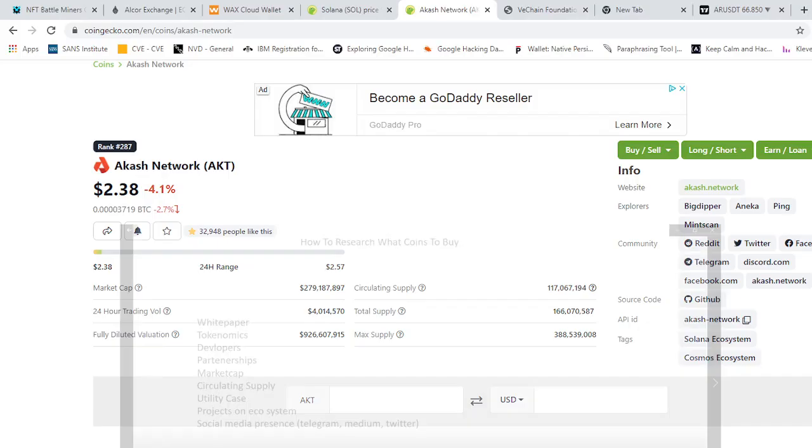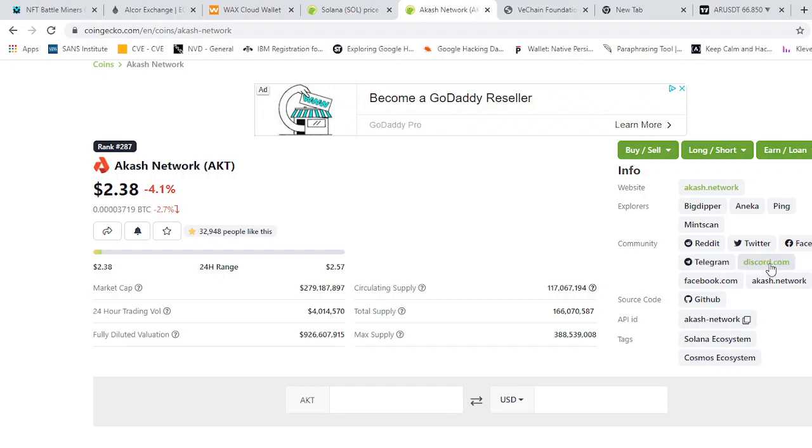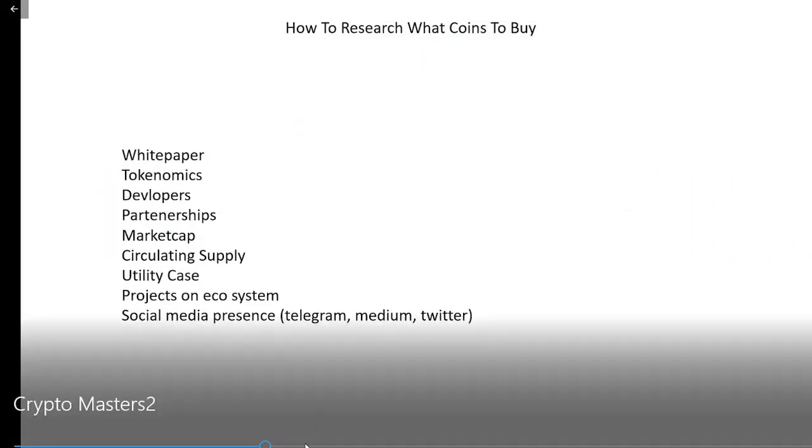So that is how you find and research all of these on this list. And you can also find their Telegram right here, their Discord right here, their Twitter right here, and a lot of them, sometimes they have their Medium right here. So you can find all that information on CoinGecko and CoinMarketCap.